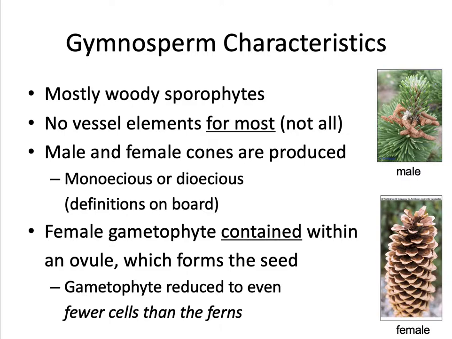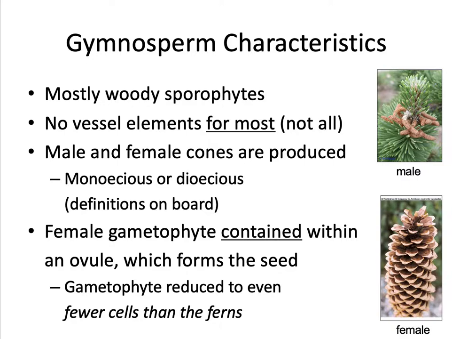The gymnosperms have male and female cones that are produced, and some of these species are monoecious and others are dioecious. And the definitions are as follows. If it's monoecious, the root word mono means one. That means we have one individual plant that has male cones and female cones in different places on one single plant.